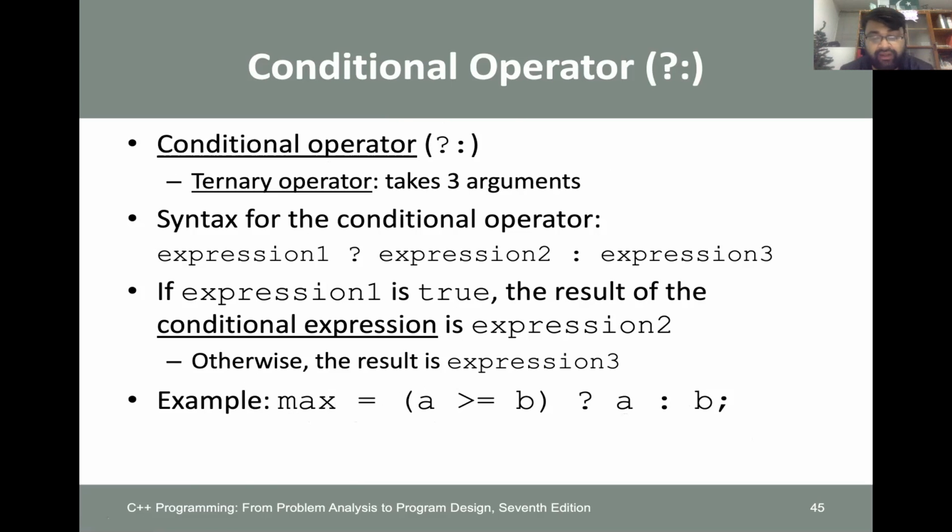So if I have to evaluate this whole statement, if a is greater than or equal to b, and this is true, then the result is a, and a will be stored in max. If this is false, the result is b, and b will be stored in max. And this is exactly what you want to do. So this expression is evaluated, and the result is then put into max. This is all about the conditional operator.